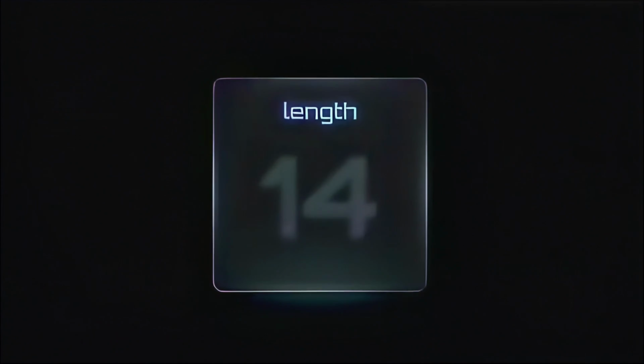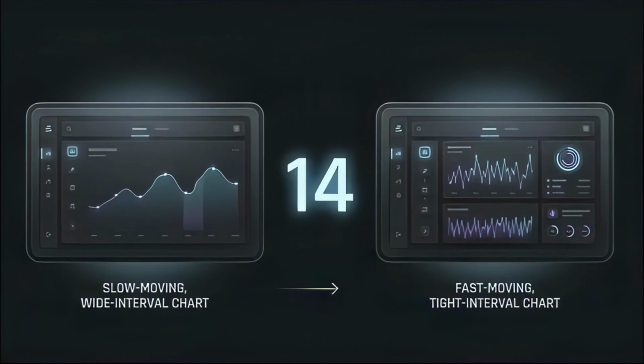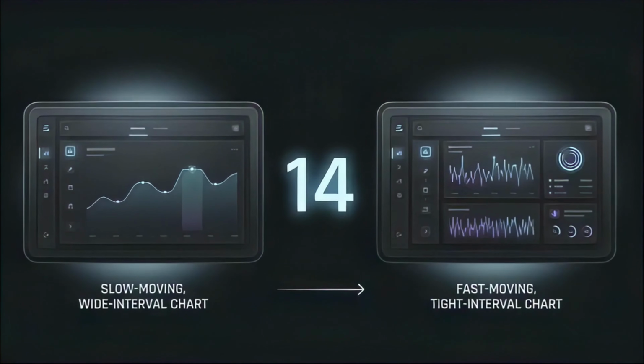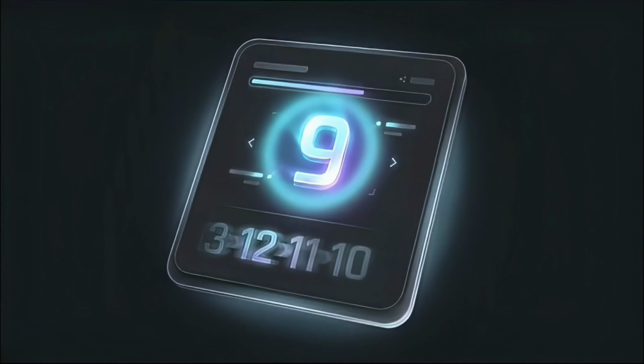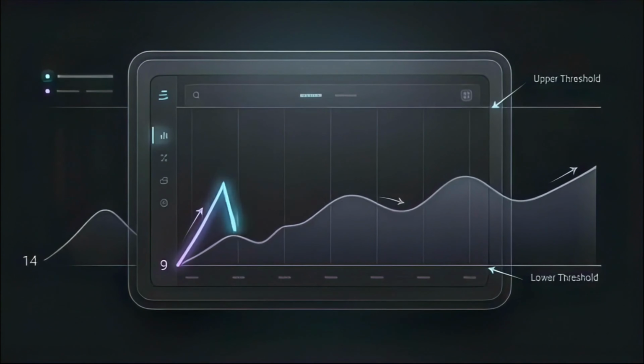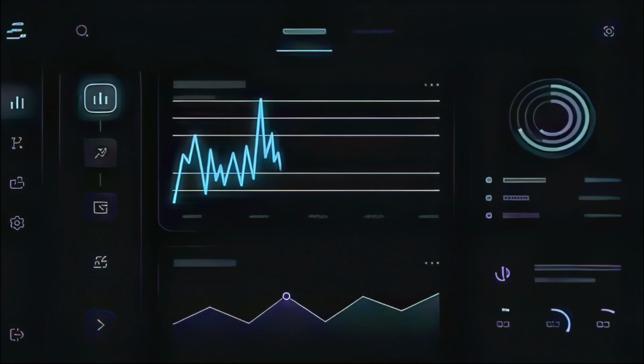Setting 1, the length. The default is 14, and 14 is slow. It was designed decades ago for daily charts, not for a 5-minute chart where you need to react. Drop it to around 9. The tool becomes far more responsive, reaching the extremes sooner, so your signal arrives while there is still a move left to catch. Be honest about the trade-off though.